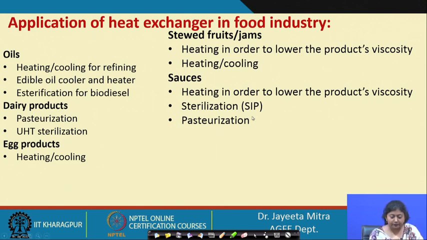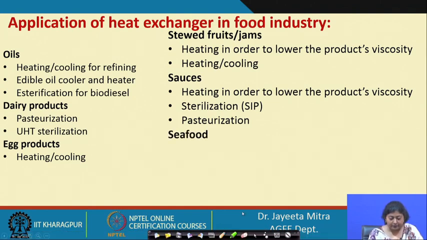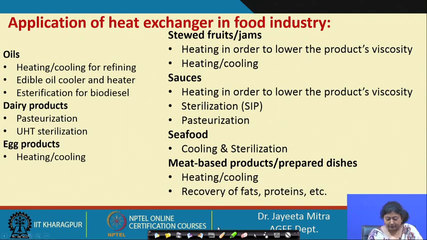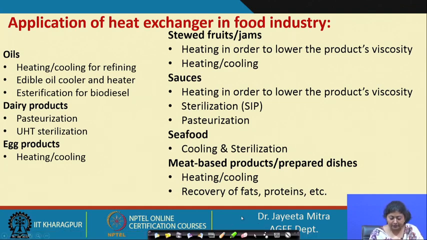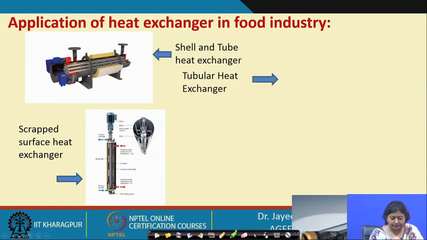Then pasteurization of all those products, sterilization, a heat exchanger is used. For seafood, cooling and sterilization. For meat based products and prepared dishes, we need to perform heating and cooling. Then recovery of fat, protein, etc. This is also being done using the heat exchanger. So commonly, if you look into the food industry, you will find these kinds of heat exchangers.